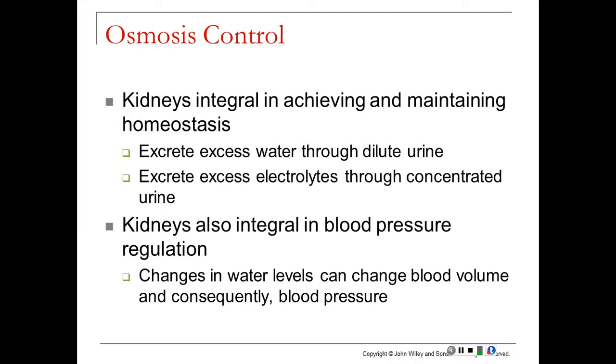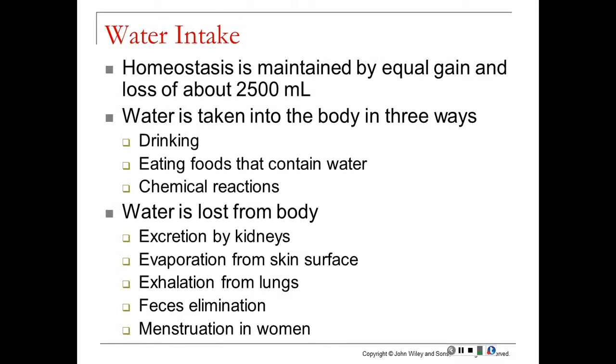The kidneys are the main mechanism for controlling osmotic pressure inside of our body. It's going to help excrete any extra water by diluting the urine, or excrete excess electrolytes by concentrating the urine. And therefore, our kidneys are integral in maintaining blood pressure. Changes in water levels are going to change blood volume, and because our blood volume changes, so does blood pressure.